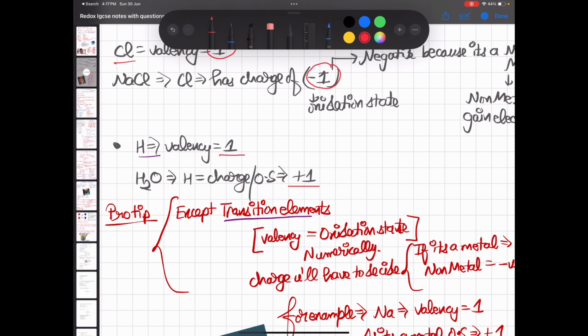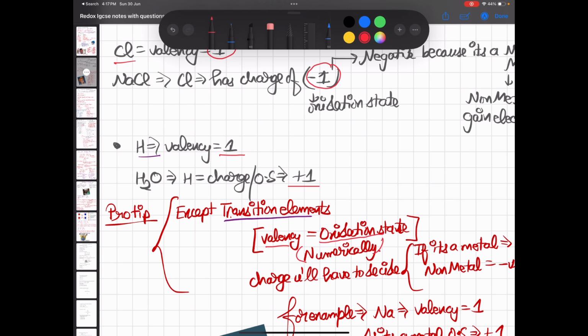So how do we figure this out? I'll give you a pro tip here. Remember this point that except transition elements, valency is always equal to oxidation state numerically. Numerically means only according to the number, not the charge. Charge you will have to decide.